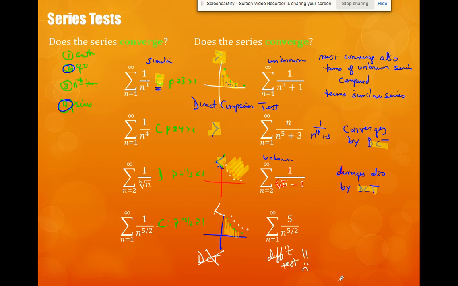That's tomorrow. I'll give you a hint though. If you think about pulling this 5 out, you have 5 times a convergent series. If this series has a sum of 4, multiplying that sum by 5 is just going to give me a sum of 20, but I still have a sum. So it is going to converge, but I can't say that it converges by the direct comparison test because the position was wrong.